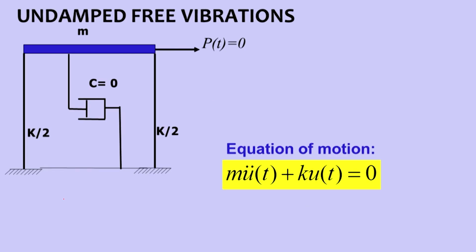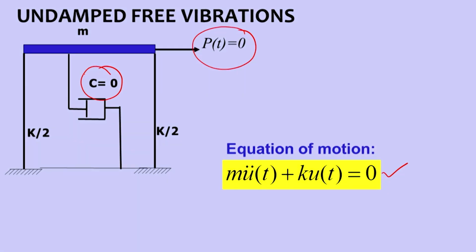It looks like this: m u double dot plus k u is equal to 0, where the damping term is removed and the force term is removed. As you can see from this picture, force is not there and damping is not there. So when force is not there, how is the system oscillating? The system will oscillate with an initial disturbance.